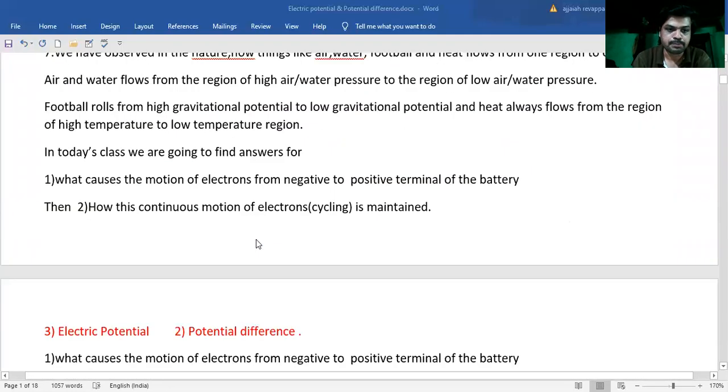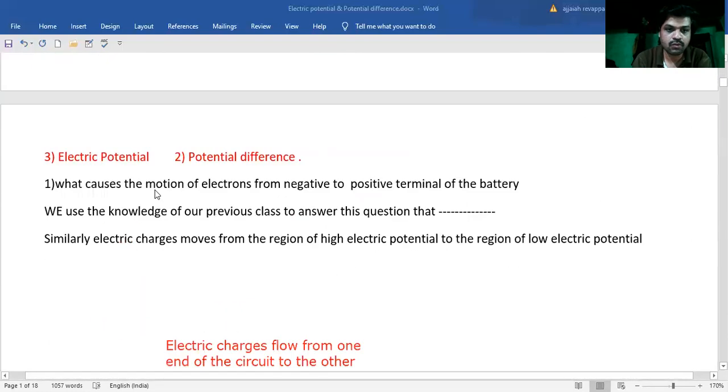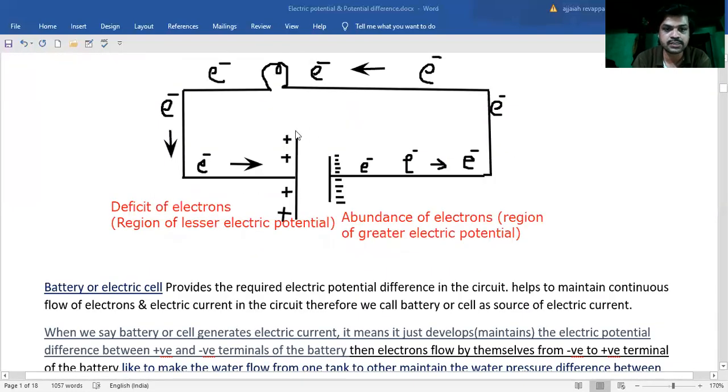The next question we have learned is, what causes the flow of electrons through the circuit? It is the potential difference. So at the negative terminal of the battery, there is abundance of electrons. That region is called the greater electric potential region. And at the positive terminal of the battery, there is a deficit of electrons. So electrons are not there. That is a region of lesser electric potential.